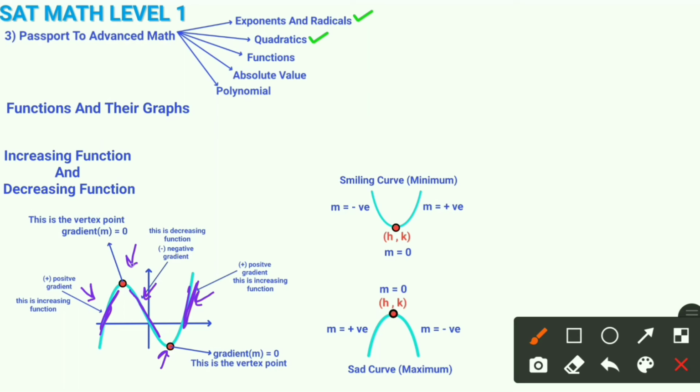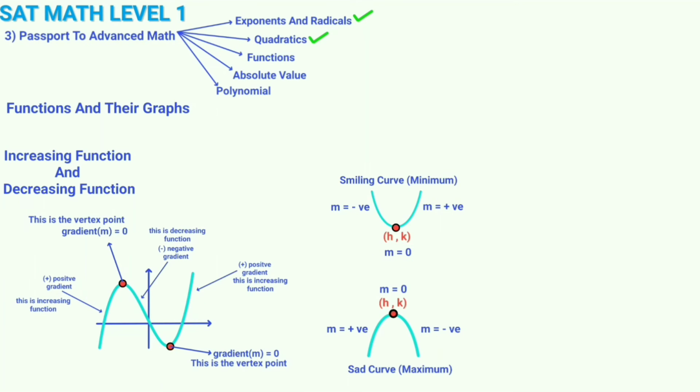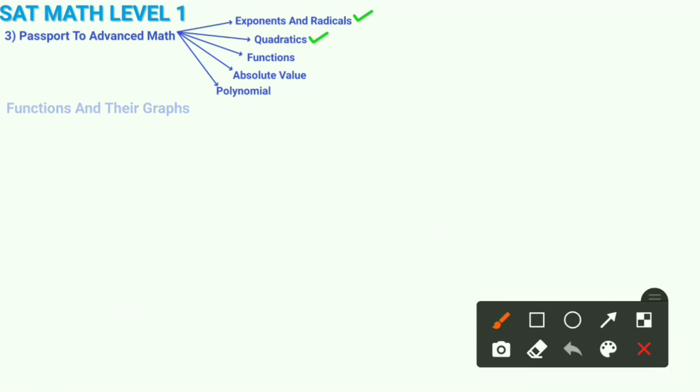These are the stationary points. You can call it a maximum point or a minimum point, and the gradient is 0. You can call it the vertex point. If it is a smiling curve, then this side is an increasing function, this side is a decreasing function, and m is equal to 0. If it is a sad curve, then this side is a decreasing function, this side is an increasing function. Okay, let's move on.